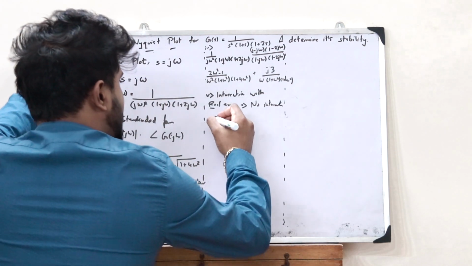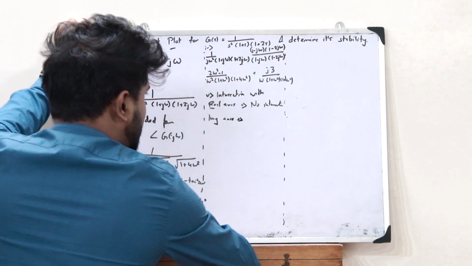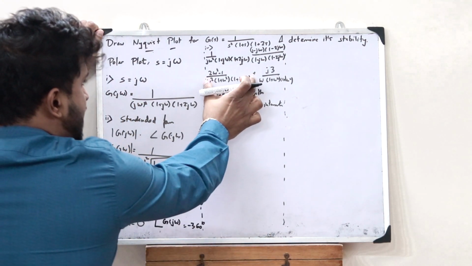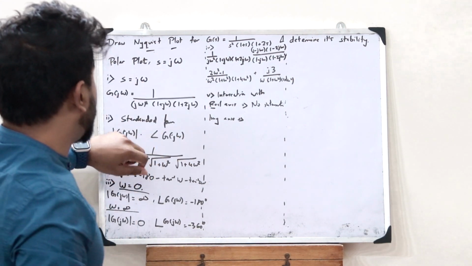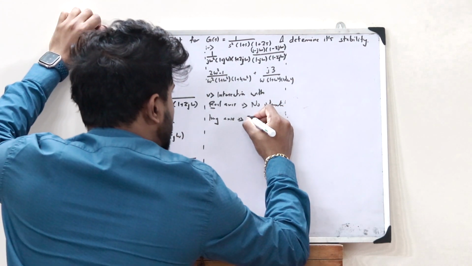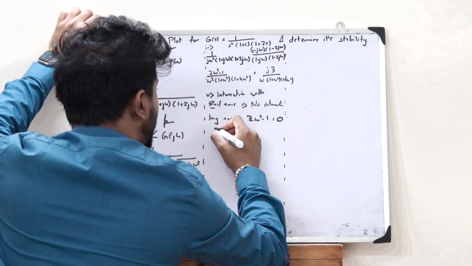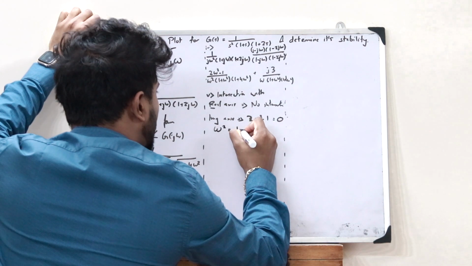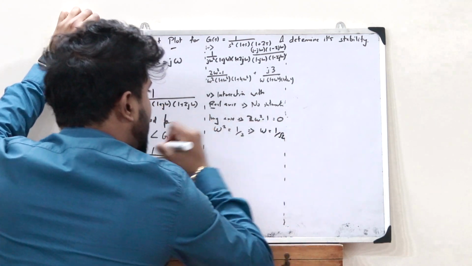But now, when we find the intersection with the imaginary axis, what we do is take the real part and equate it to 0. So, when we take the real part and equate it to 0, we get 2ω² minus 1 equal to 0, or ω² is equal to 1 by 2, which implies that ω is equal to 1 by root 2.